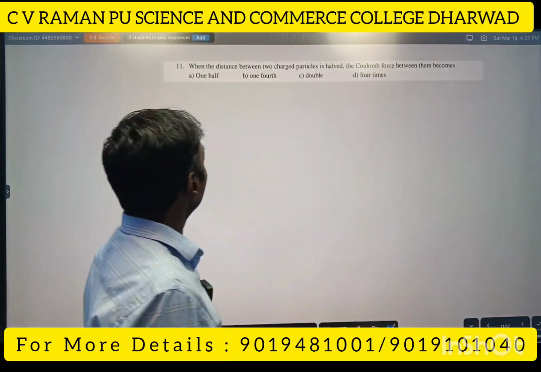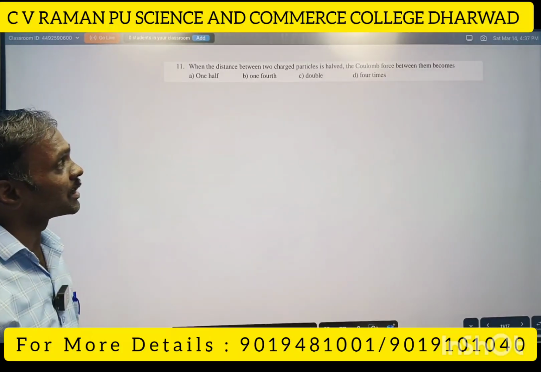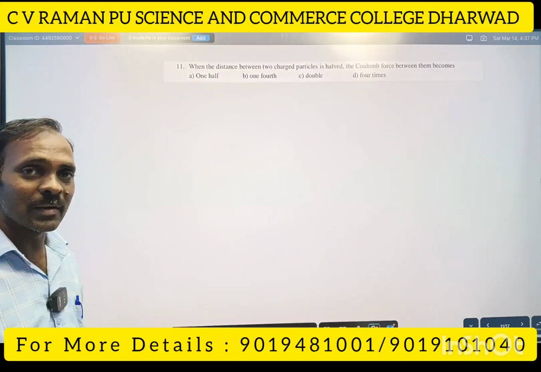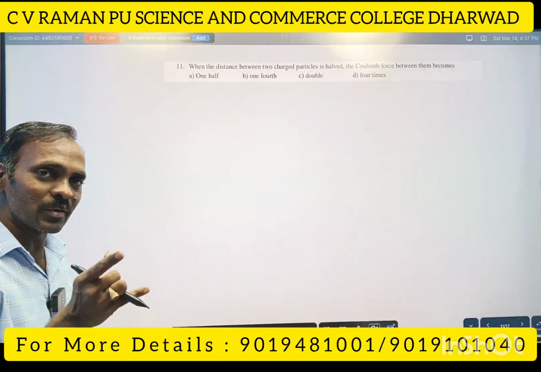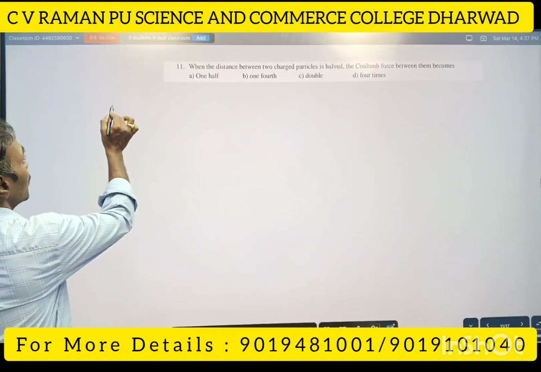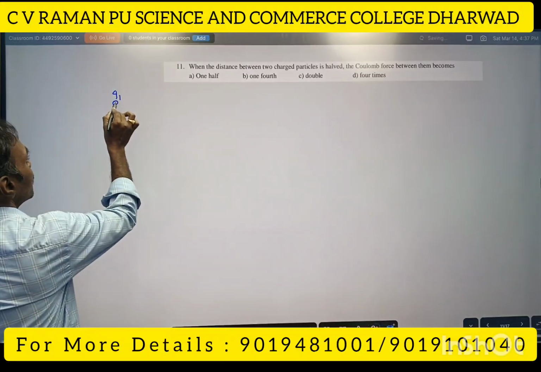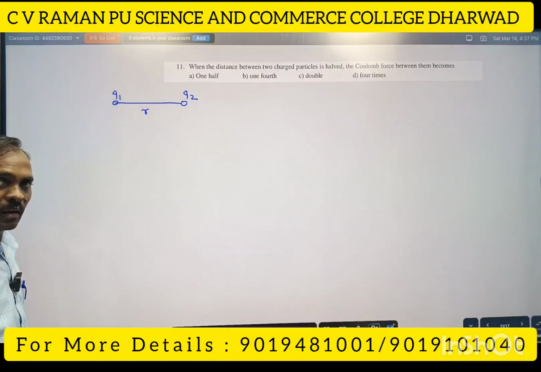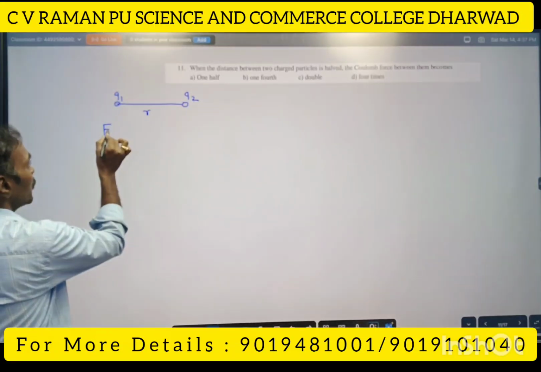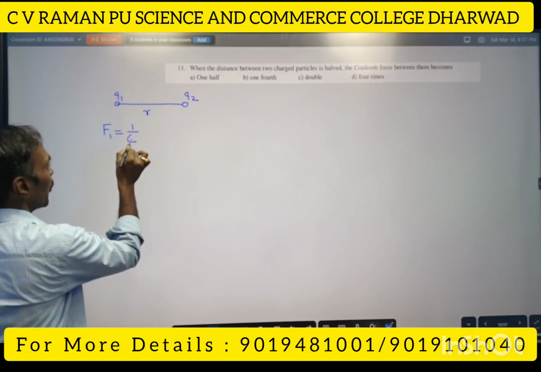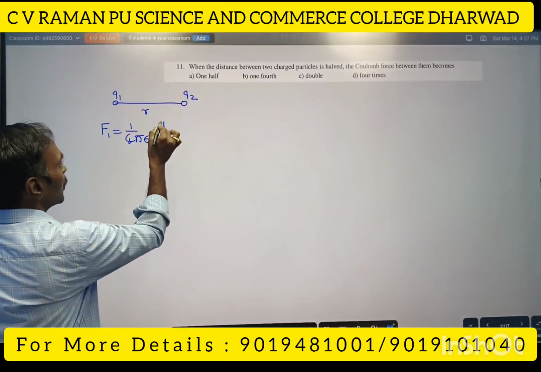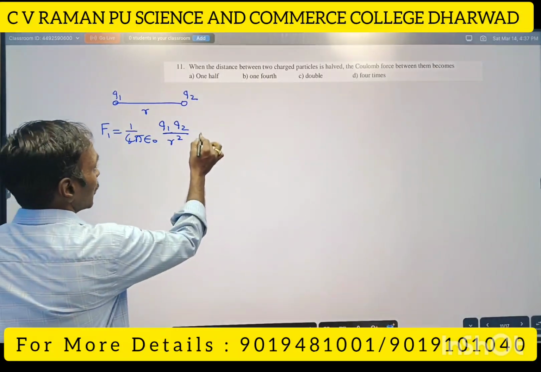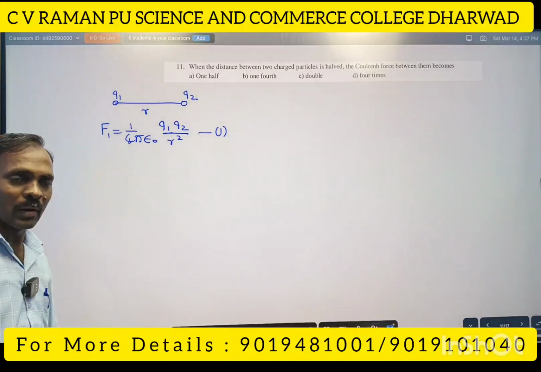Now the question number 11. When the distance between two charged particles is halved, the coulomb force between them becomes? What happens if we reduce the distance between two charges to half the initial value? Now here we have charge Q1, charge Q2 separated by distance r. Then the force between these two is F1 is equal to 1 upon 4 pi epsilon naught Q1 into Q2 divided by r square, which I will write as equation number 1.